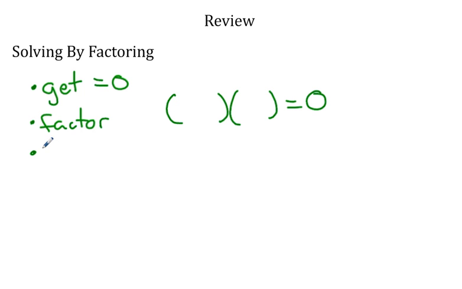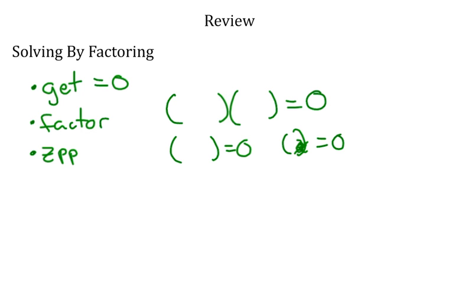So then you used your zero product property to set each part equal to 0. Whatever was inside the parentheses, you set it equal to 0. And that gave you two parts that you could actually solve because they were linear parts. So you could then solve them and get your answers. The problem is you're not always going to be able to factor your quadratic expressions. So for that, we have to use a different method.